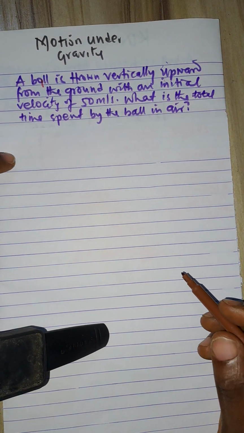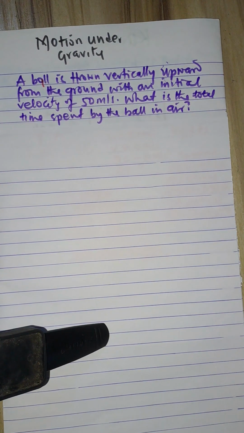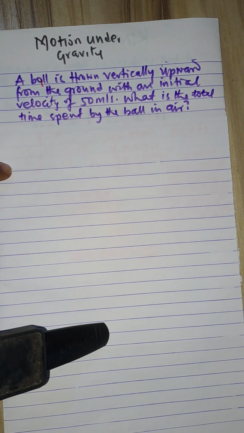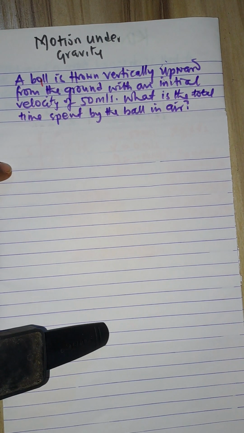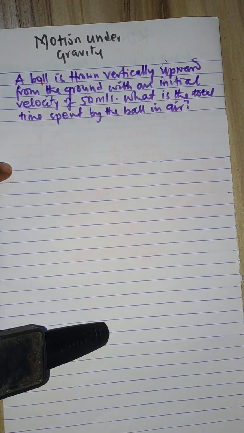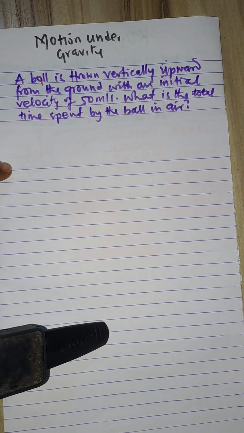Okay, let's solve this problem. It says a ball is thrown vertically upward from the ground. The initial velocity is 15 meters per second. What is the total time spent by the ball in the air?